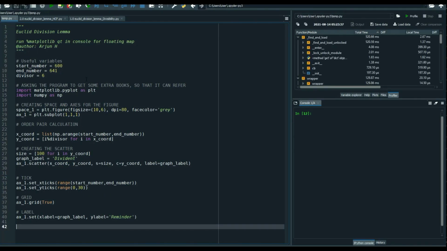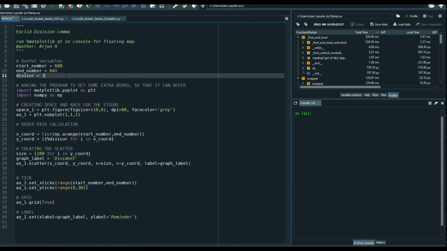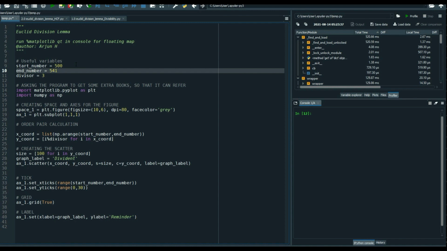So the same HCF coding, but here the divisor is 3. First thing, the start and the end number, we can change it from 500 to 541. But the difference is in this other set of numbers, I need to consider the remainder when we square them. To do that, I need to actually square them. So where do I do that? Well, over here.